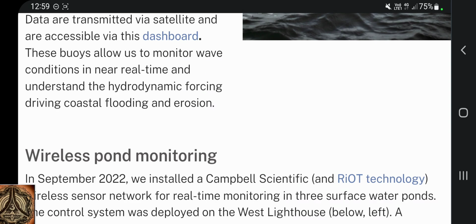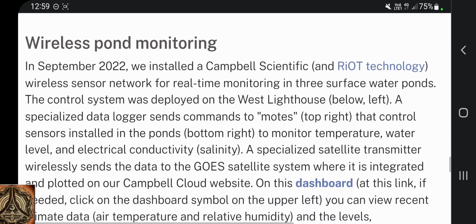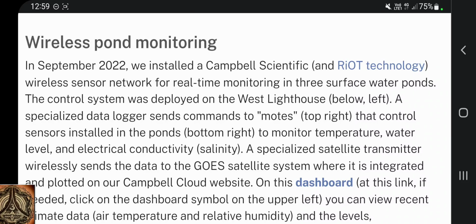These buoys allow us to monitor wave conditions in near real time and understand the hydrodynamic forcing driving coastal flooding and erosion. Wireless pond monitoring in September 2022. So that's very recent. We installed a Campbell Scientific and Riot technology wireless sensor network for real-time monitoring on 3 surface water ponds. Yeah, Riot technology on an island which is inhabited by horses.